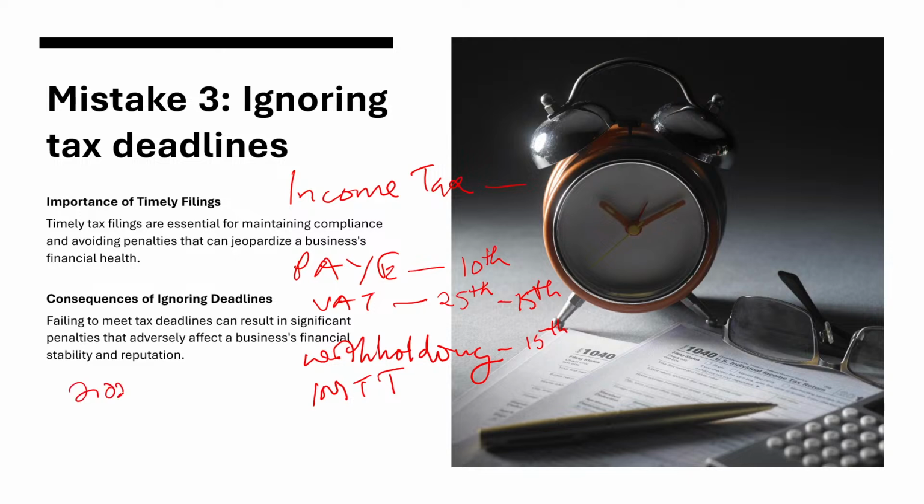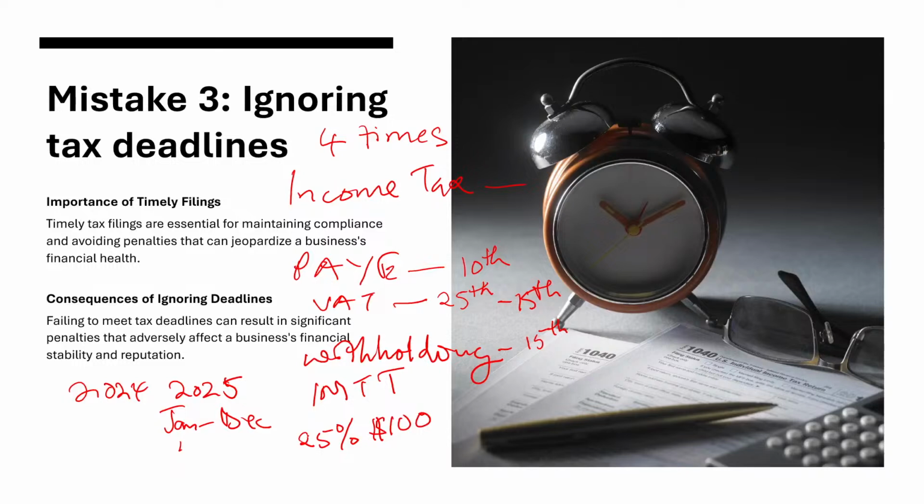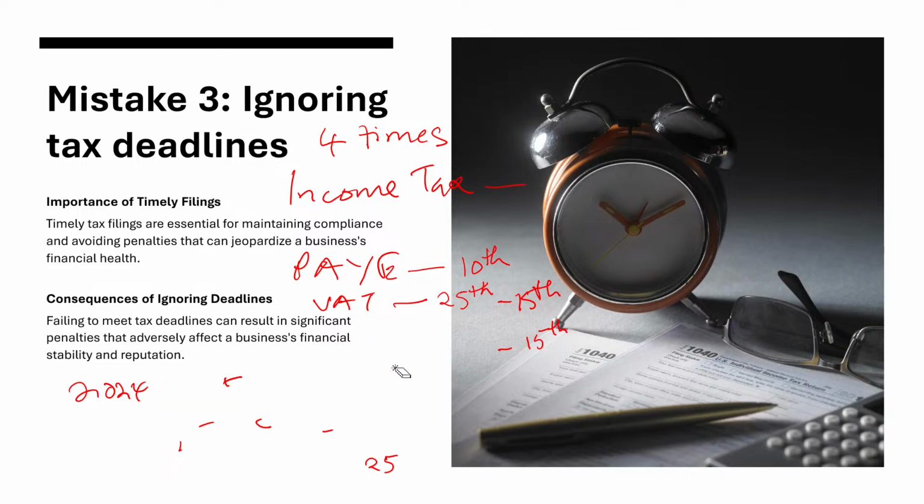So what happens on income tax? We are in 2024-2025, right? When you are a small business, ZIMRA assumes that your financial year is from January to December, right? And they are saying in 2025, 25% of your $100 will be $25, right? Or $100 is your profit. When you have made $100, how are you going to pay it?